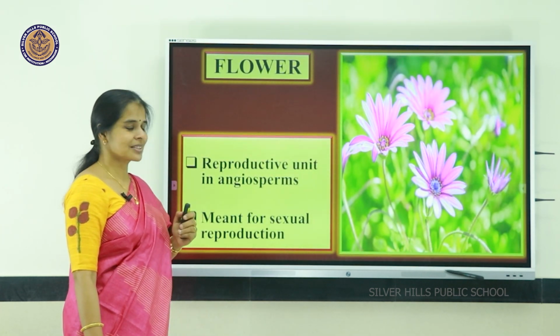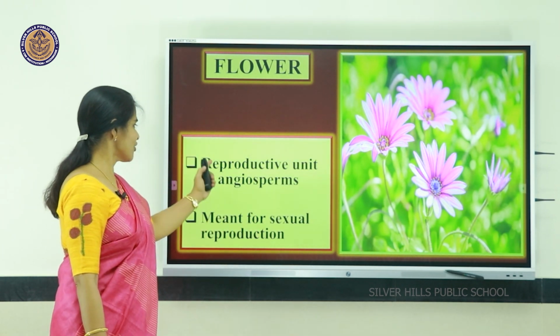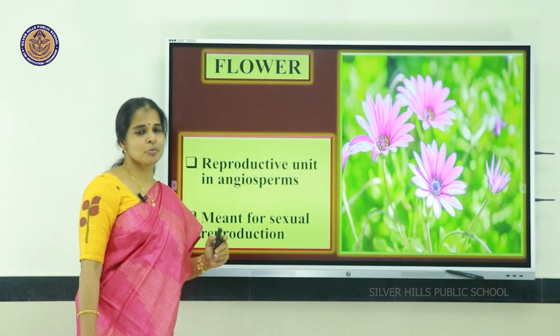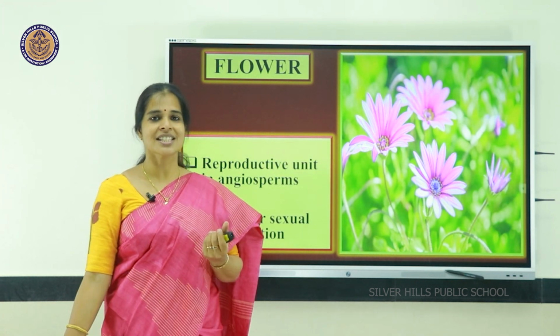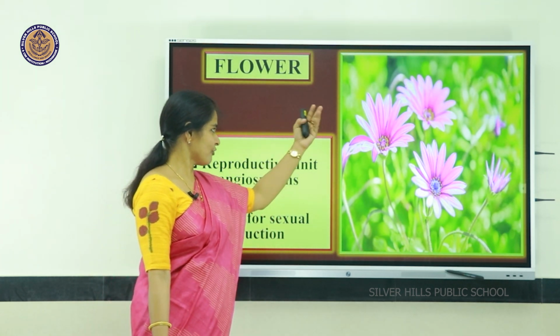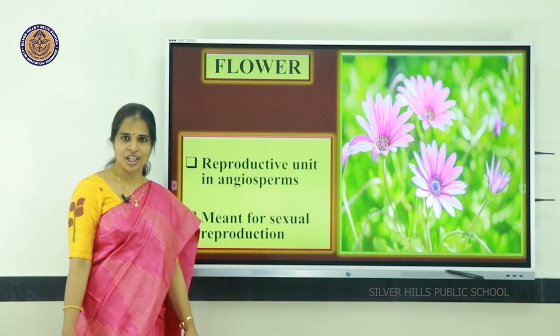Flower. What is a flower? It is the reproductive unit in angiosperms. The term angiosperm itself indicates flowering plants. In flowering plants, the flowers are meant for sexual reproduction.